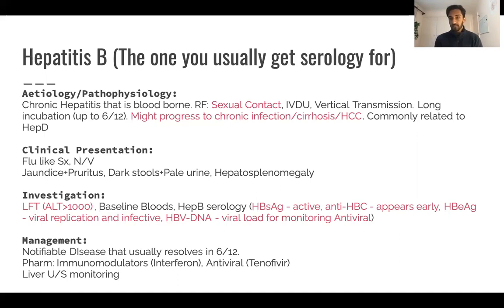Then you've got a couple of weirder ones, which are HBV DNA, which shows your viral load. As the infection progresses and becomes more severe, your viral load will go up. And then your HBeAg is a representation of how your viral replication is going. Otherwise, that's pretty much all the important stuff for hepatitis B.